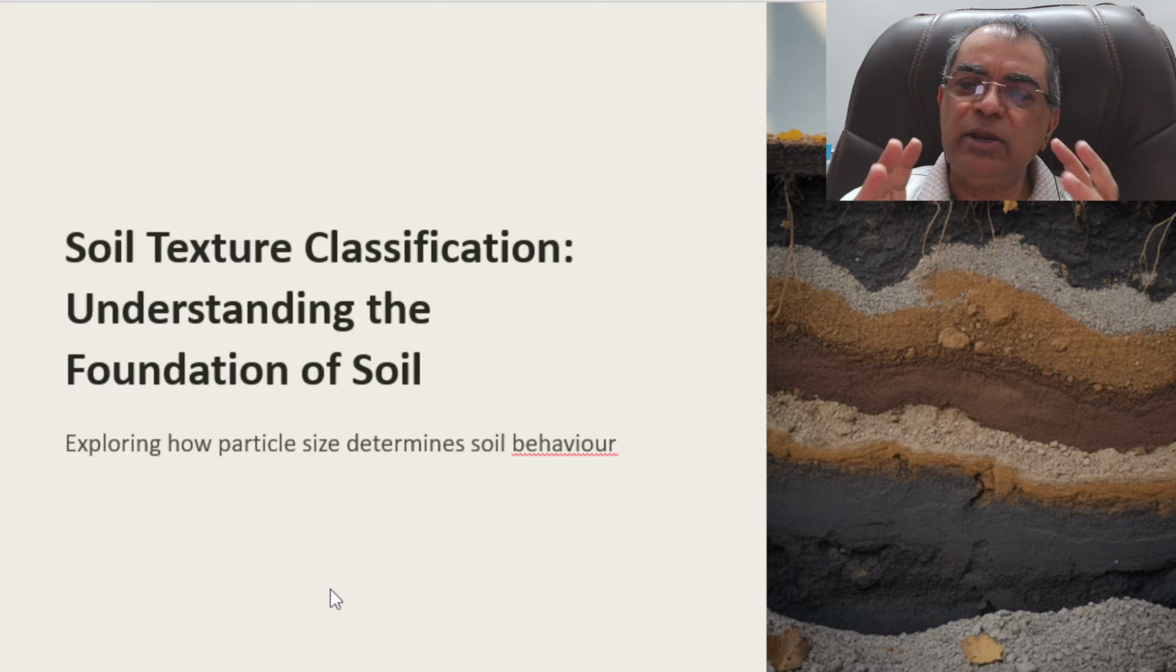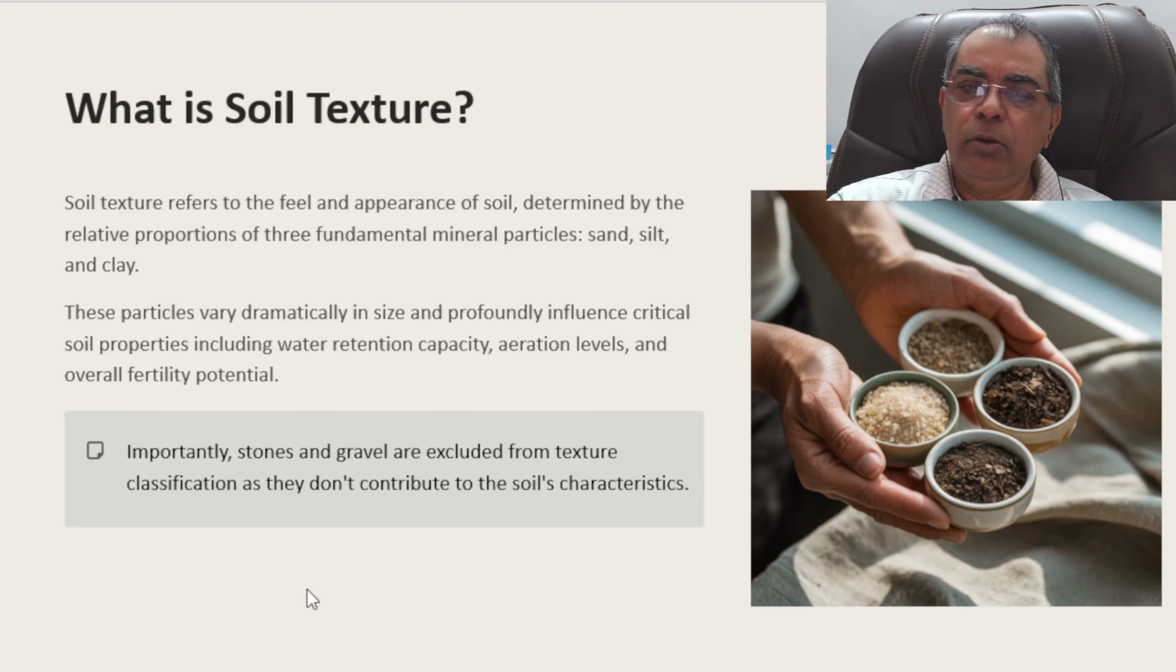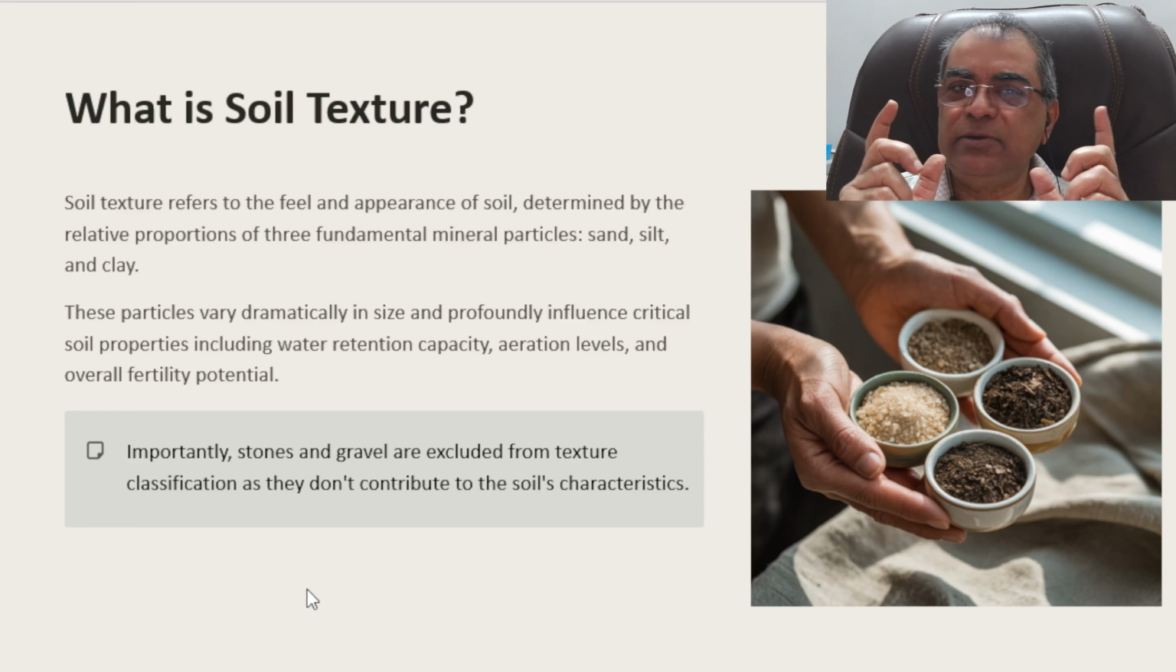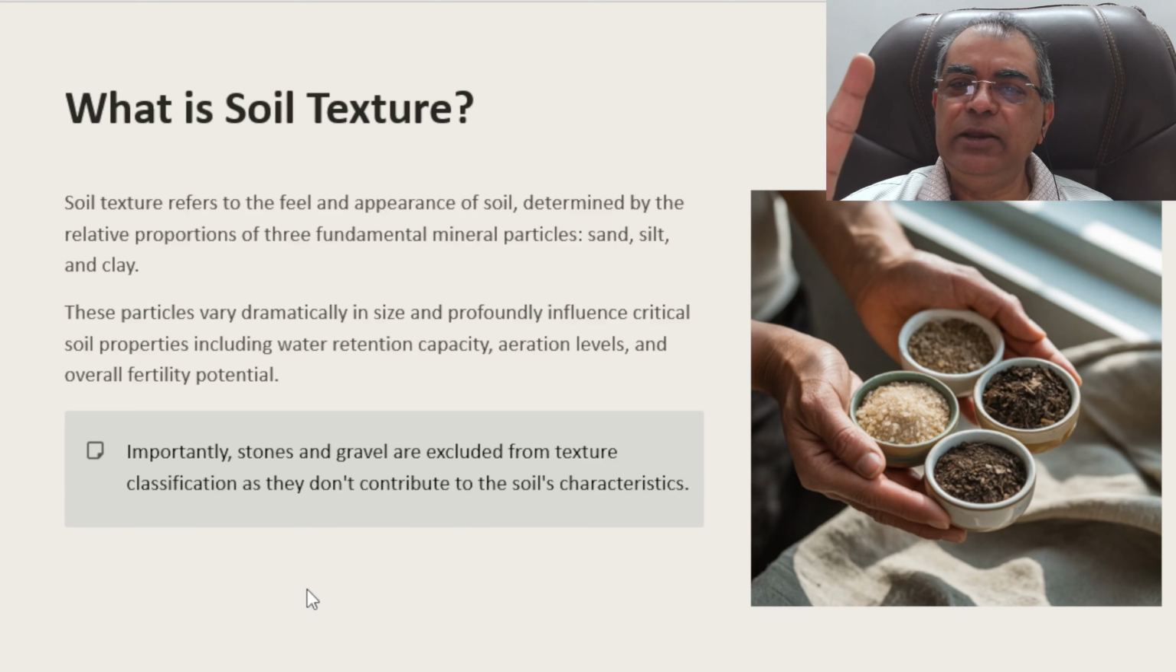So soil texture: understanding the fundamentals of soil, exploring how particle size determines soil behavior, because it all depends on the soil size. So what is soil texture? Soil texture refers to the feel and appearance of soil determined by the relative proportions of three fundamental mineral particles. For this only it is made the soil: sand, silt and clay.